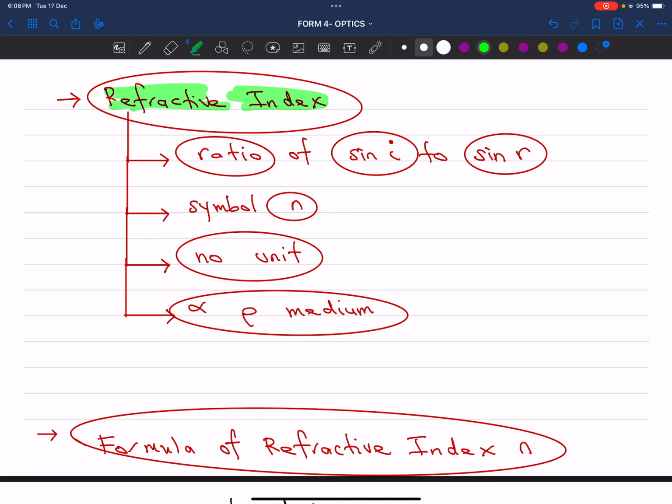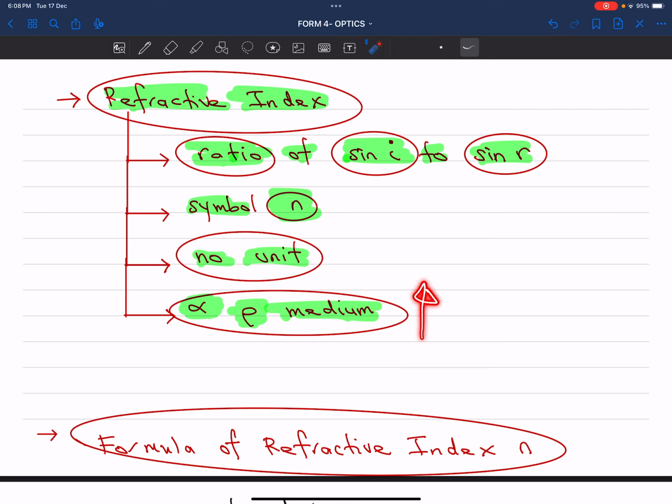From the previous lesson, we have already learned that the refractive index is the ratio of sine I, angle of incident, to sine R, angle of refraction. The refractive index, its symbol is n. It has no unit. And the refractive index is proportional to the density of medium. Meaning, if the density is high, the refractive index is high. Density is low, refractive index is low.